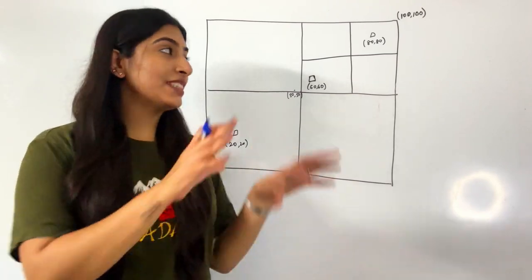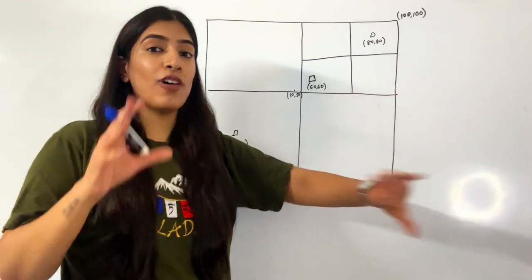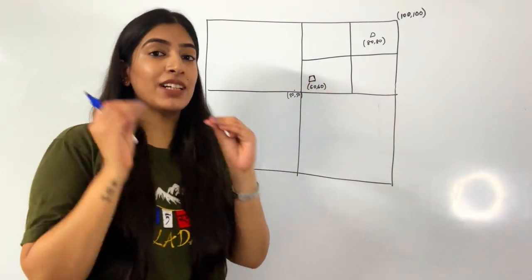We are obviously going to see the entire code, but right now to make the understanding process easier, let's quickly see how our class quadrant is going to look so that you have a clearer idea.